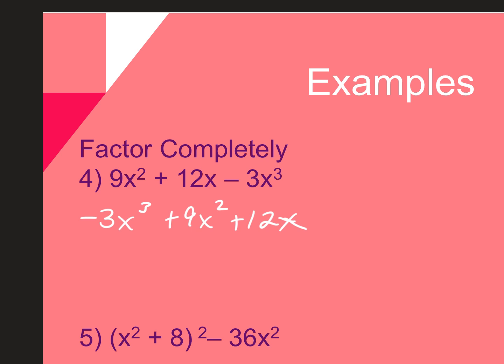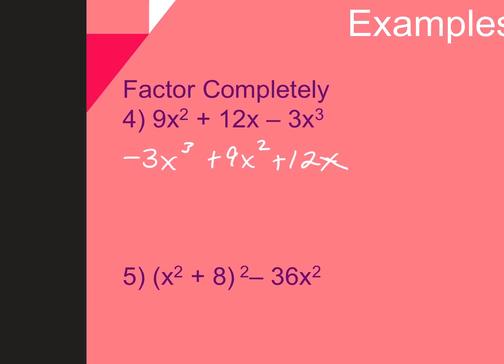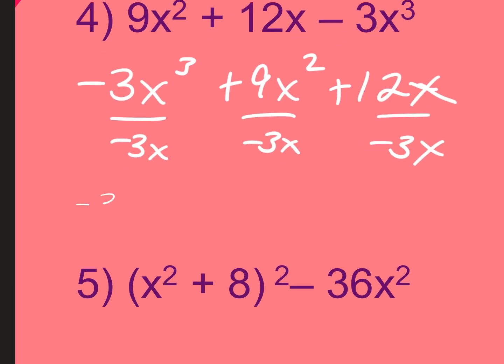Negative 3. Why are we going to take out a negative? Because it's in the front. When we lead with a negative, we'd like to just get it out of there. It's much easier for us to do. So if I take out the negative 3x, remember, it's not going anywhere. We're just moving it. We're relocating it. So negative 3x, and I'm left with x squared.